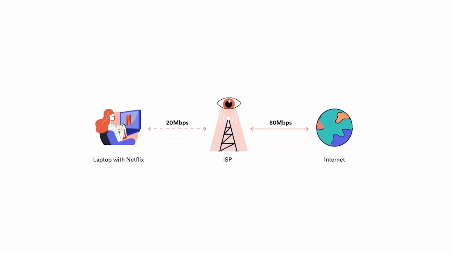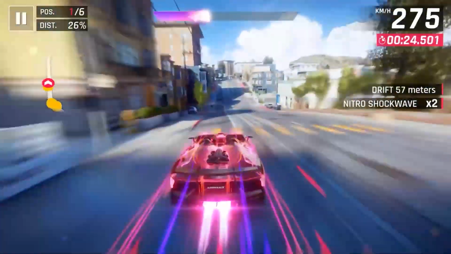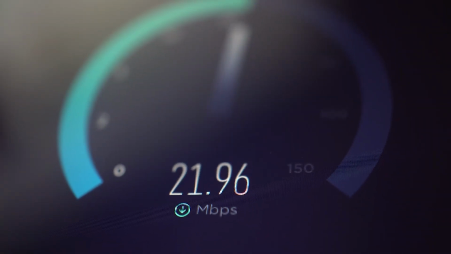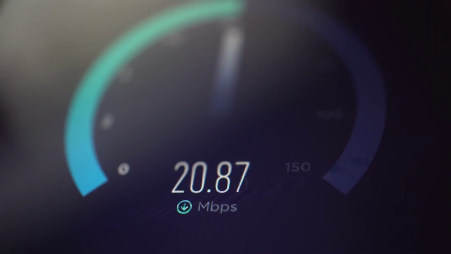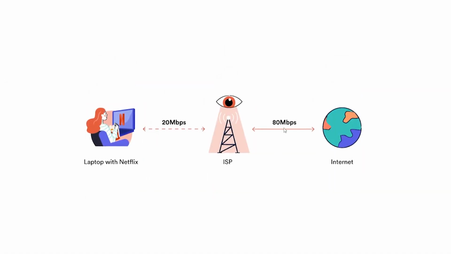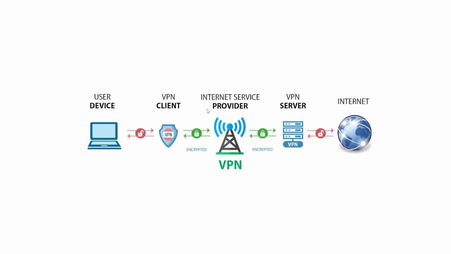They can also no longer throttle your connection. A lot of times, if you're doing things like streaming or gaming, which require downloading a lot of data from the internet, your ISP may slow down your connection on purpose. So even though you should be getting 80 megabits per second, they'll only give you 20. But with a VPN, they can no longer see what you're doing online, so they can't throttle your connection.